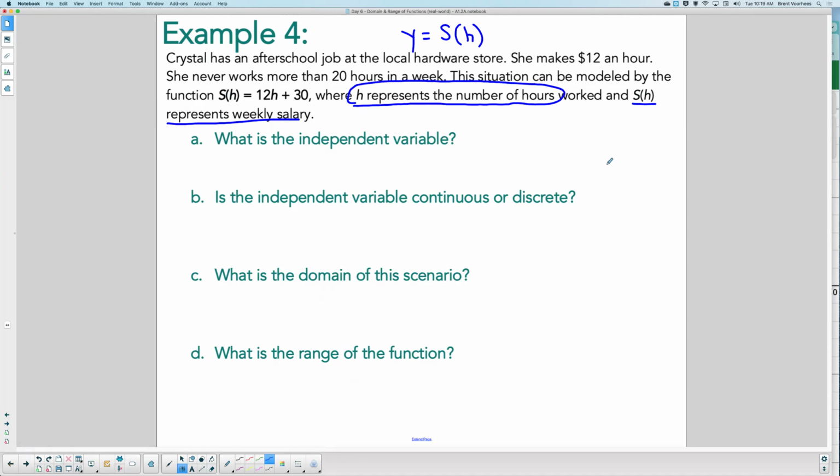I need you to be working a little bit more before I let you go. So walk me through this. What's the independent variable then? H. H, perfect. And what does H stand for? Read the problem. It says H represents what? H represents what? Number of hours worked. Okay.